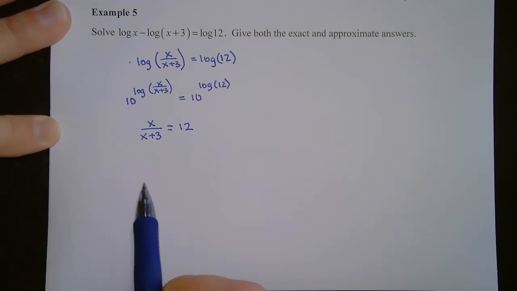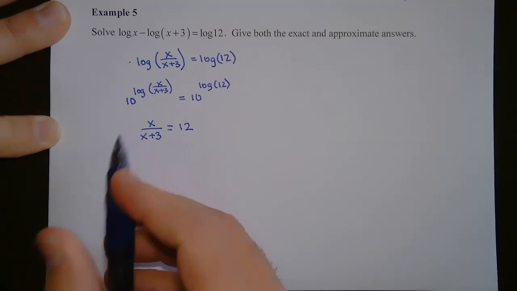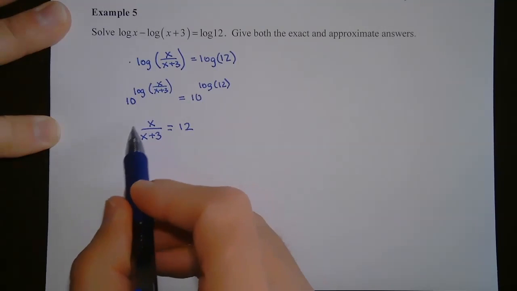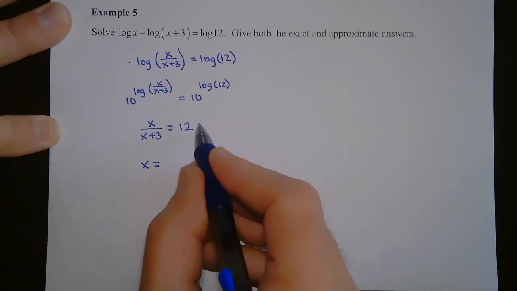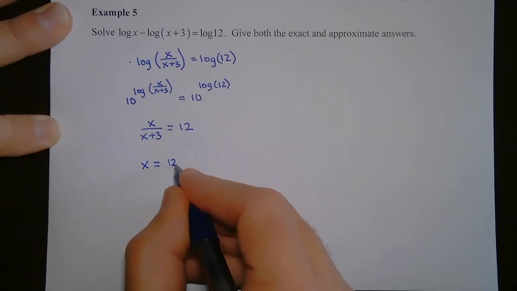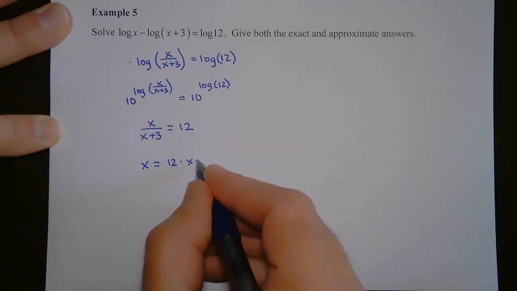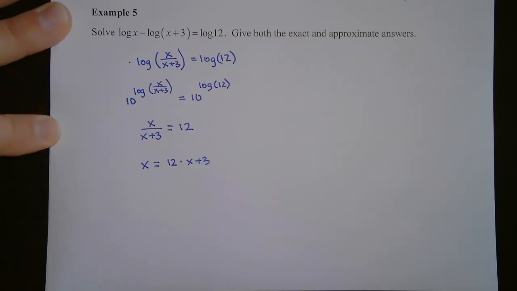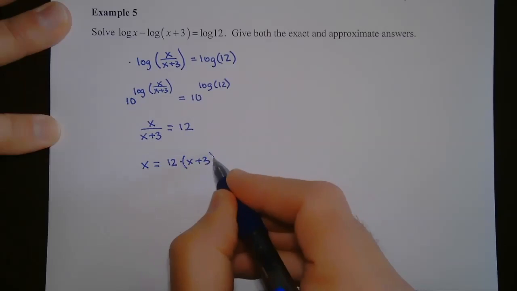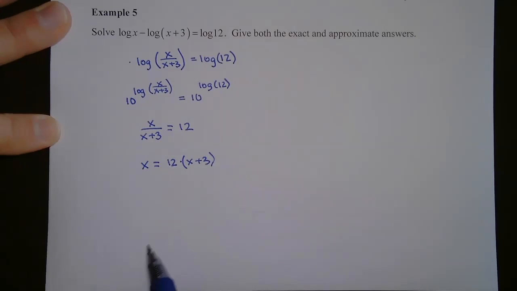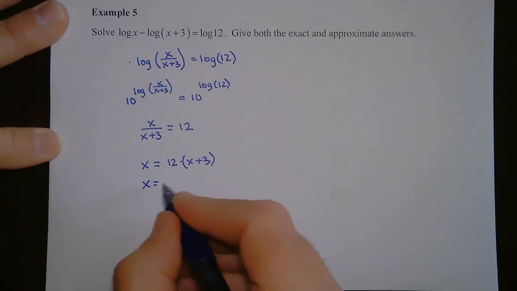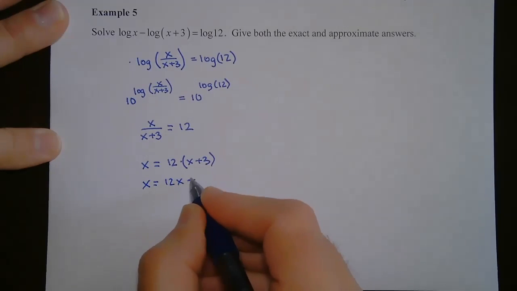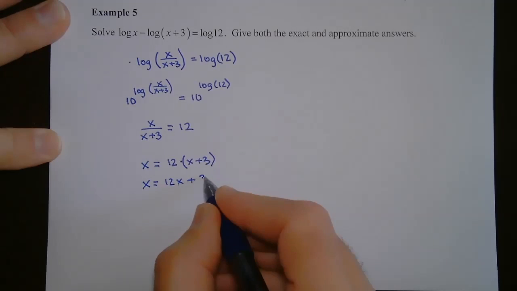We want to multiply next both sides by x plus 3. If I multiply this side by x plus 3, I would get x is equal to, if I multiply this side by x plus 3, I would get 12 times x plus 3. Is that the correct way of writing it? Answer is no. What do I need? I need parentheses, because that would have been just 12 times x, not 12 times the quantity x plus 3. So now I'm going to distribute the 12. So that's x is equal to 12x plus 12 times 3 is 36.